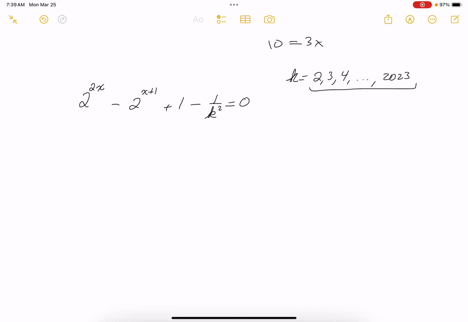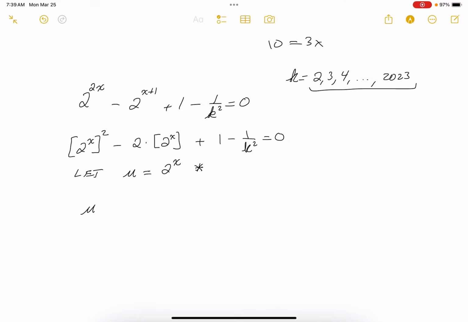So the first thing I'll do and notice about this over here is that it looks sort of quadratic. So I'm going to put this over here, 2 to the x squared minus 2, that's the first power, by the way, 2 to the x plus 1 minus 1 over k squared equals 0. So I'm going to let u equal 2 to the x. All right, this is important because I'm trying to simplify the equation now.